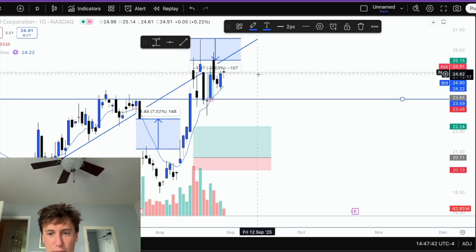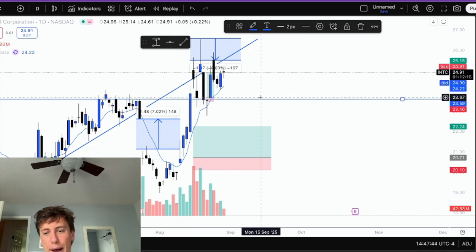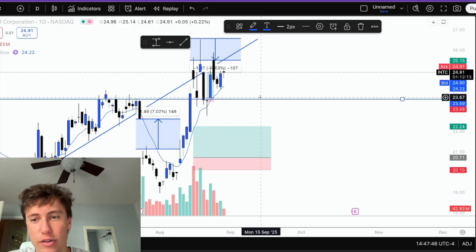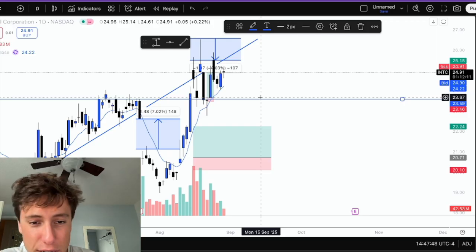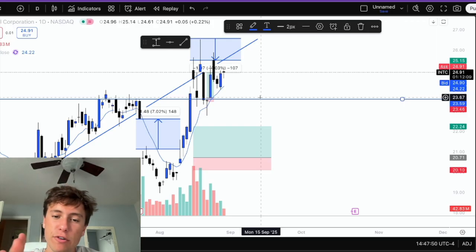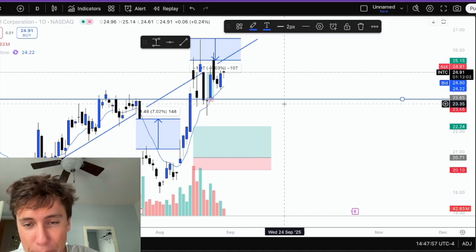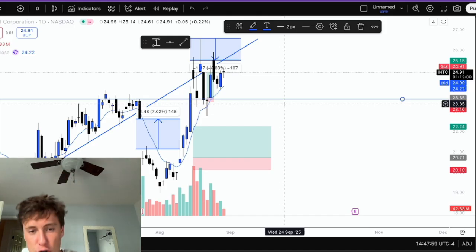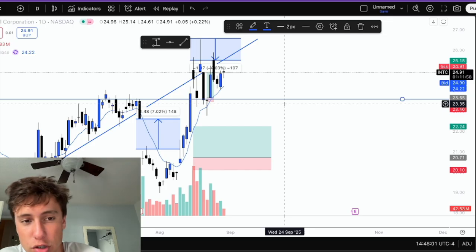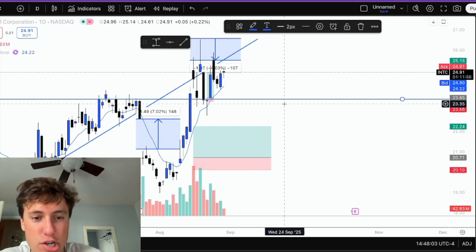So if Intel comes down to this level, boom, I'm buying calls. I'm buying swing trade calls. Because 80% of the time it's going to respect this level, because it's a psychological level. And when it breaks out of psychological levels like this, I'll be looking for, I'm a breakout trader, and trading like this is so profitable. I've been backtesting the strategy for years now, guys.